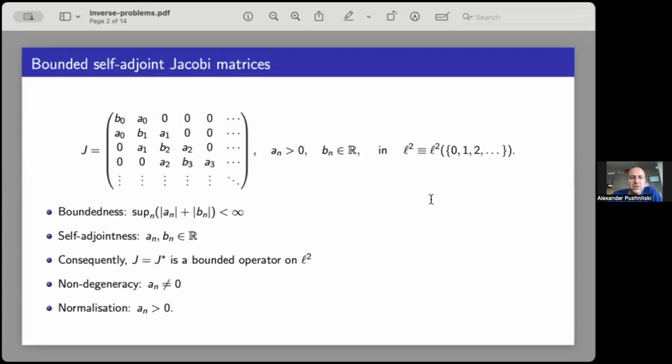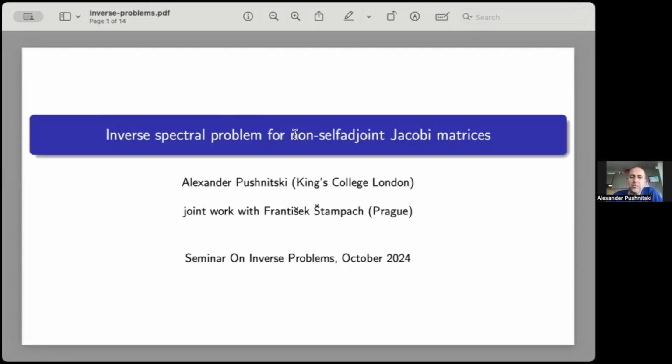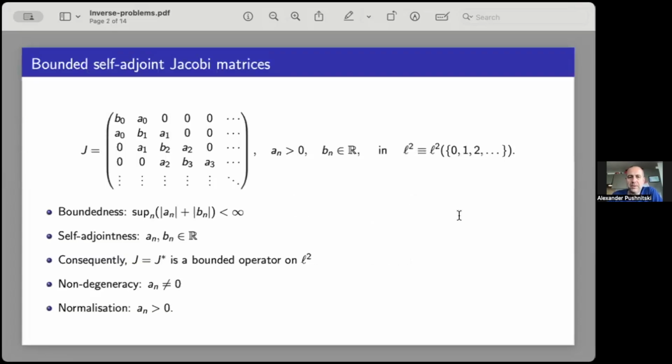So let me start. I should say that the main word here perhaps is non-self-adjoint, which is the non-standard aspect of our work. But I will start by giving a background on standard self-adjoint theory. For the first maybe 20 minutes, everything I will say is very well known, very classical, just to give a gentle introduction.